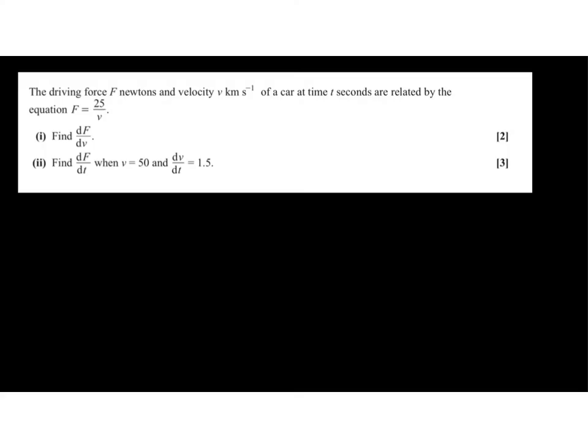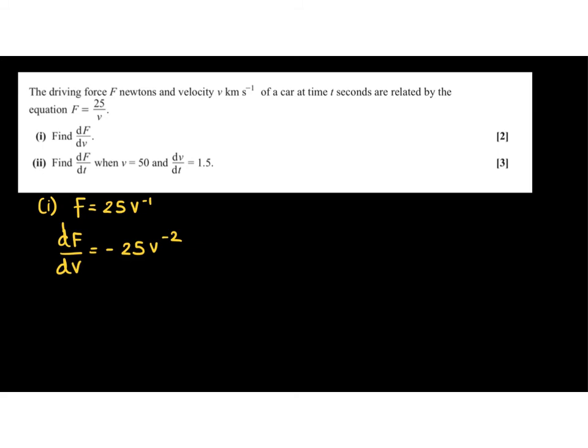So let's have a look at a few further examples. Read the information really carefully before you start the questions. So the driving force F and velocity V are related by the equation F equals 25 over V. And for part 1, we've got to find dF by dV. So F is equal to 25V to the minus 1. Let's rewrite it. So dF by dV is equal to negative 25V to the negative 2.